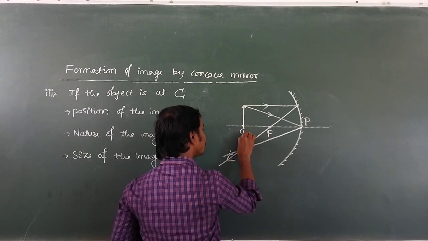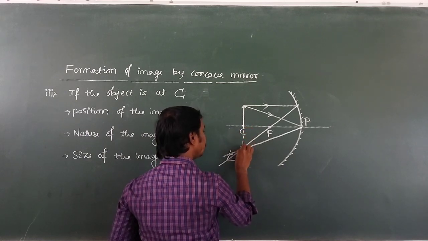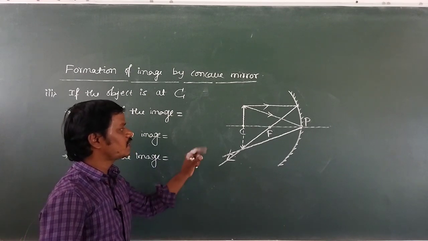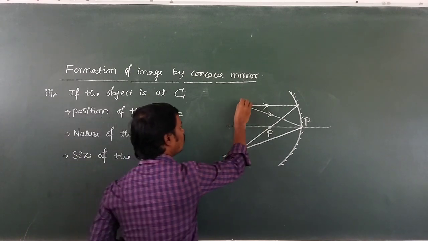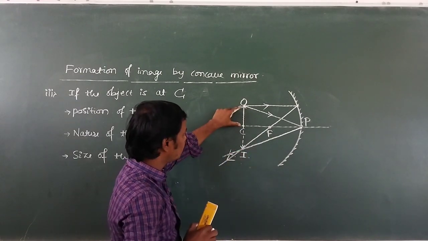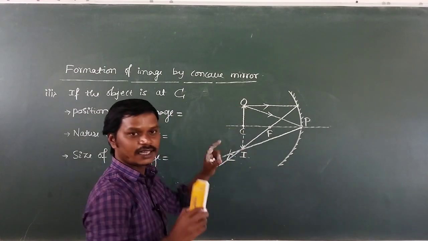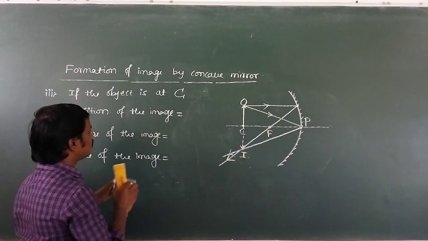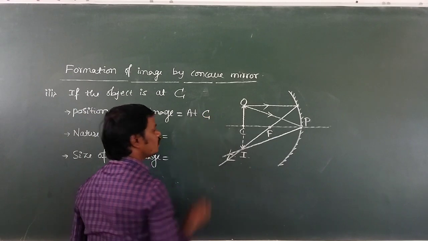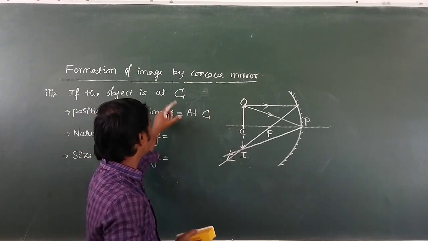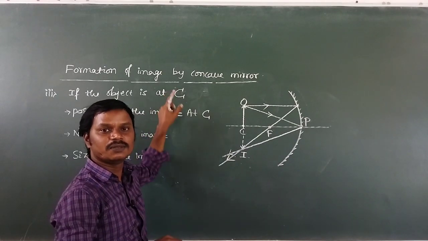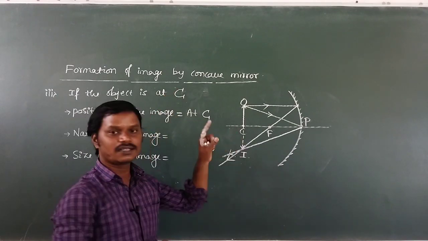Where the reflected rays will meet, at that position we will get image of the object. Image of the object means where the image is formed. This is object and it is image of the object. Object is at C, hence its image is also formed at C. Then what is the position of the image? It is at C. So listen here, when the object is placed at center of curvature, then what is the position of the image? The position of the image is also at the center of curvature.